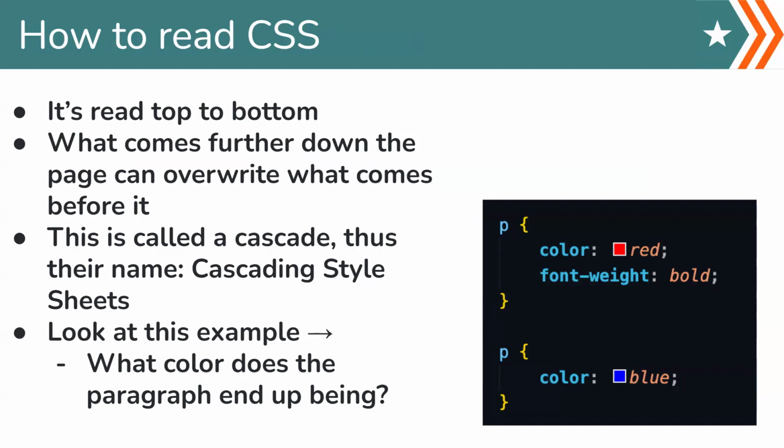Take this code snippet, for example. We have two different styles for the same element, the paragraph tag. The first time we declare a style for the paragraph tag, we declare the color to be red, and we set the font weight to bold. We then call the p tag again, but this time we set the color to blue. Now, what is the end result of the paragraph tag? What color would trump what?